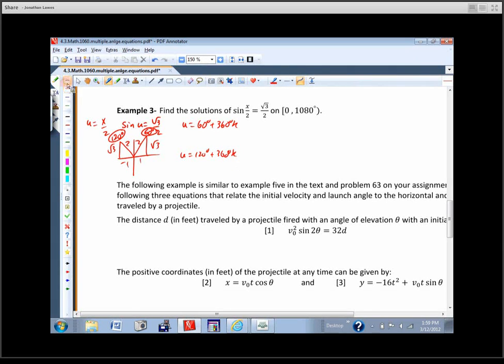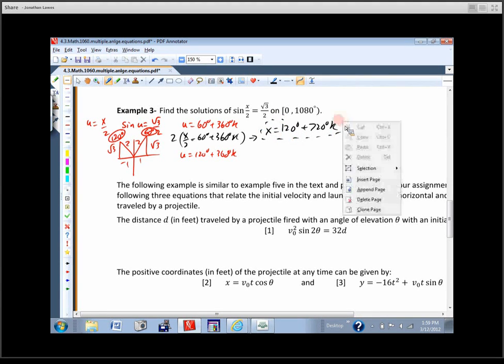Okay, now I reverse the substitution. X over 2 is equal to this stuff. So that's going to be 60 plus 360k. And I'm going to do the work for this. I'm going to multiply both sides by 2. So this is going to be x equals 120 plus, well, if I multiply 360 by 2, I get 720. So there's one answer set.